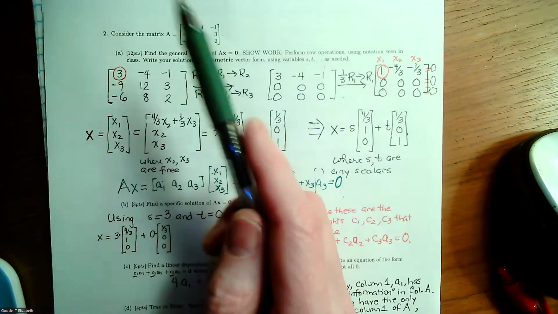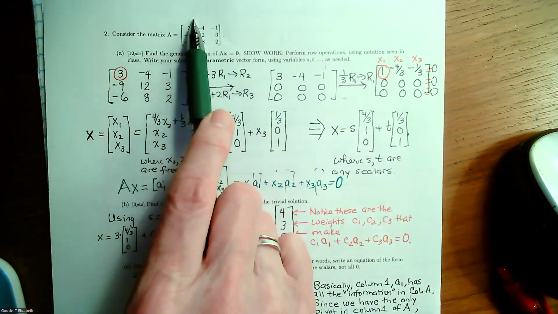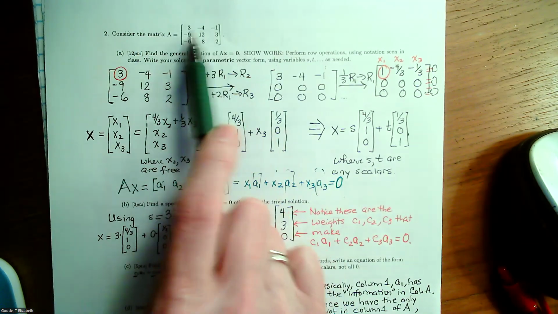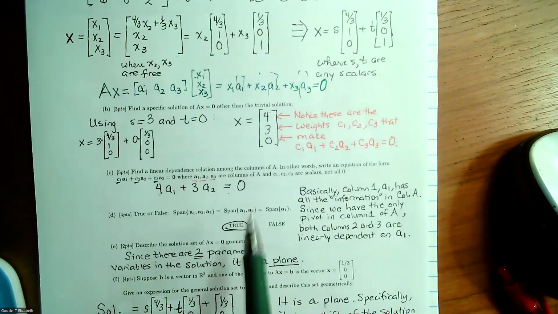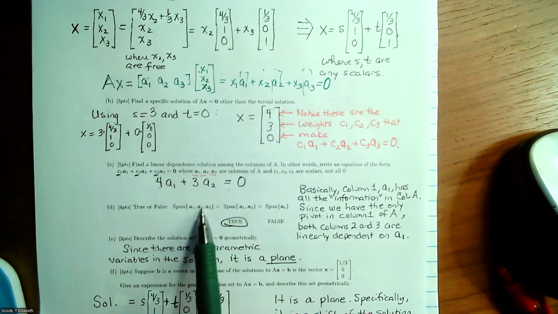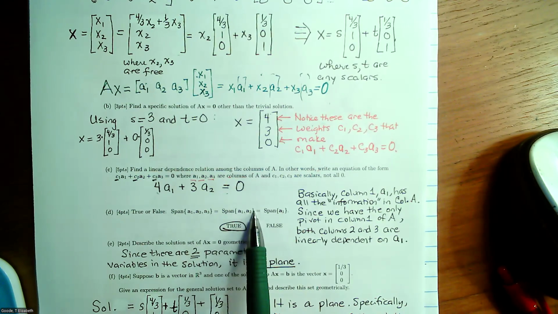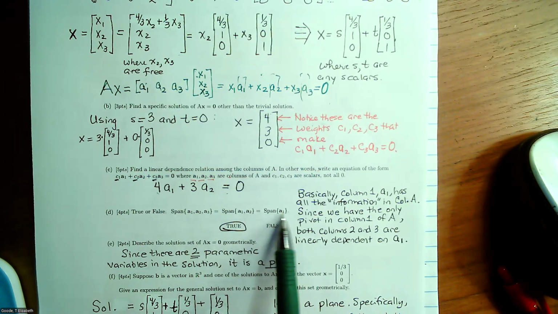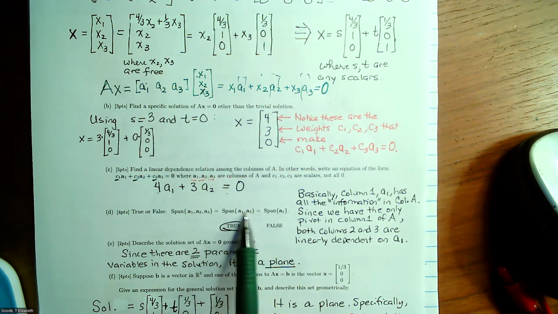All the information of A is held in just one of these columns because the other 2 columns are redundant. And so that's why the span of all 3 of them is the same as the span of 2 of them, which is the same as the span of one. I could have put any 2 here and any of the ones here. And this would still be a true statement.